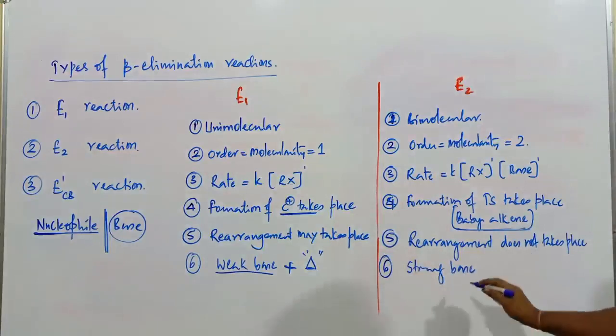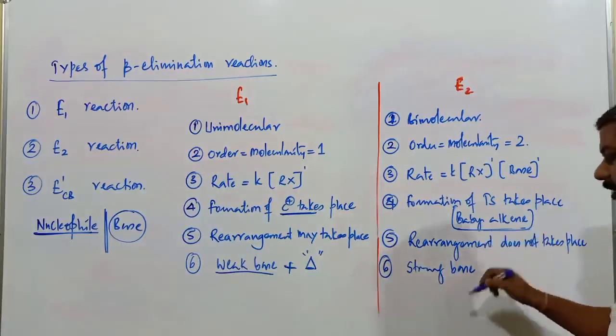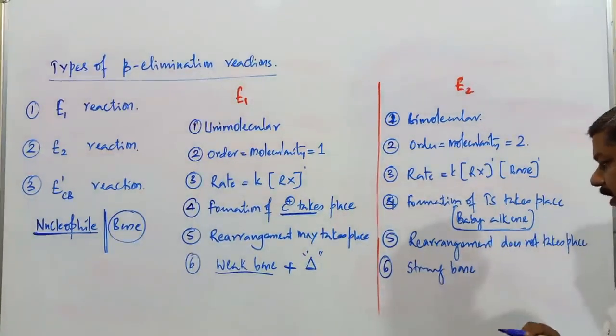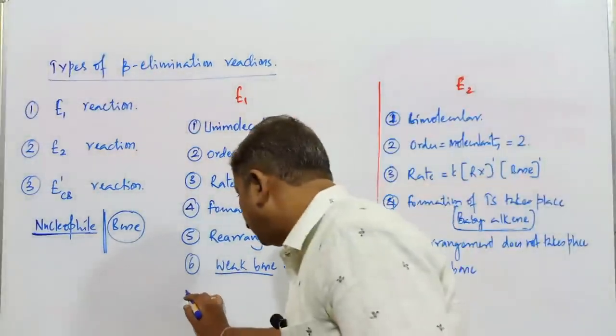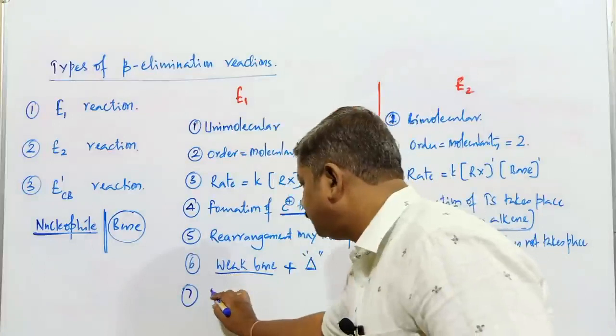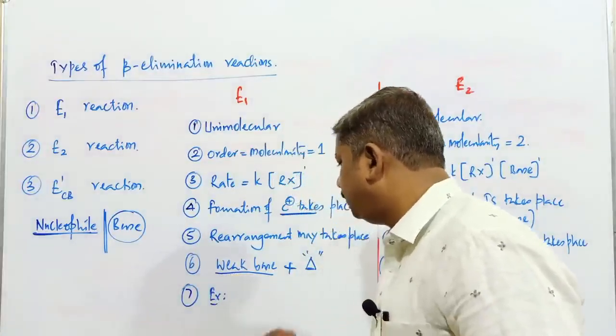In presence of strong base. Sometimes heating is required, sometimes heating is not required. That is not the condition. The mandatory condition, this one takes place in presence of what? Strong base. Example for this particular weak base is found to be, example, weak base.